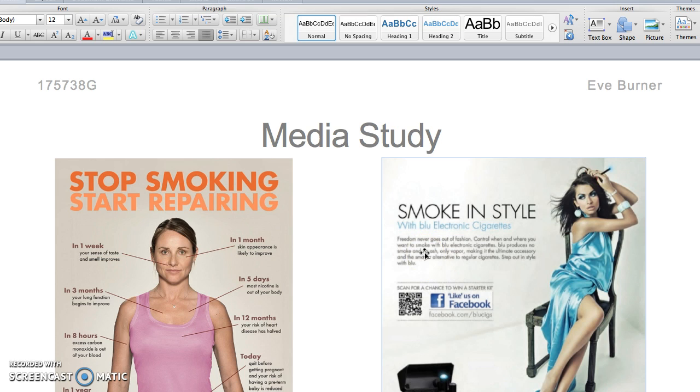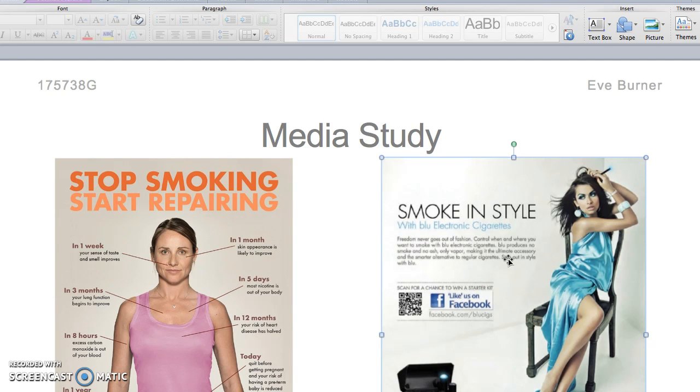Freedom never goes out of fashion. A bit of alliteration there. Control when and where you want to smoke. So you've written about the direct address. There's a bit of technical jargon here. Produces no smoke and no ash, only vapor. So that's technical jargon. That's telling you about the product. If you look at the annotated advertisements that were attached to the Visual Elements handout, you'll see an example of jargon being used in the second advertisement.